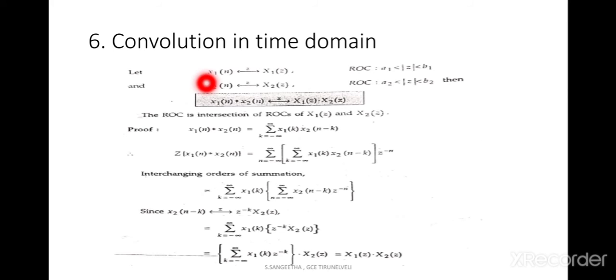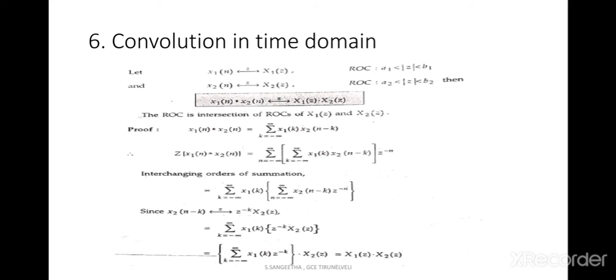Properties will be proved. Next will be convolution in time domain. Let x1(n) have the z-transform capital X1(z), and x2(n) have the z-transform capital X2(z). Then the theorem states that x1(n) convolved with x2(n) has the z-transform X1(z) into X2(z). Here the ROC is the intersection of the ROCs of X1(z) and X2(z).